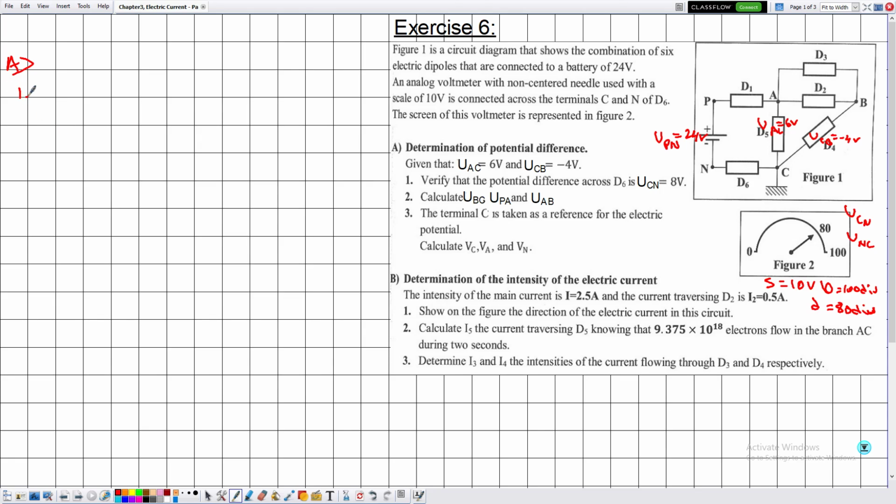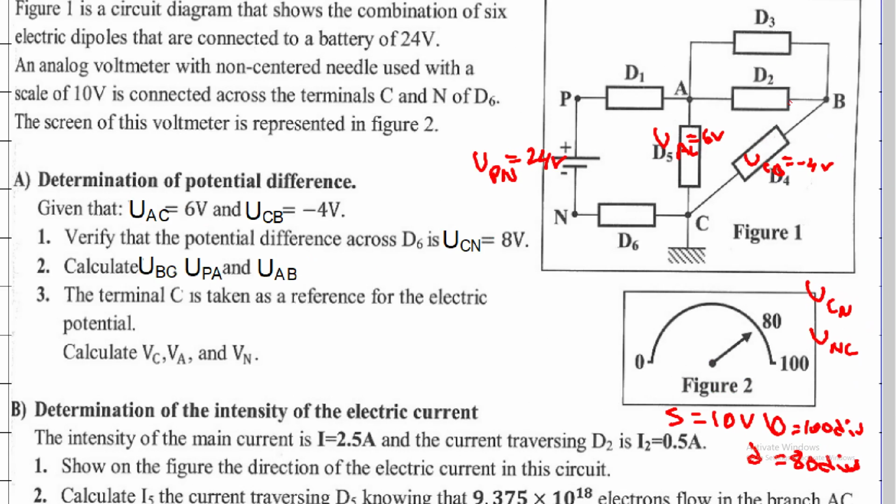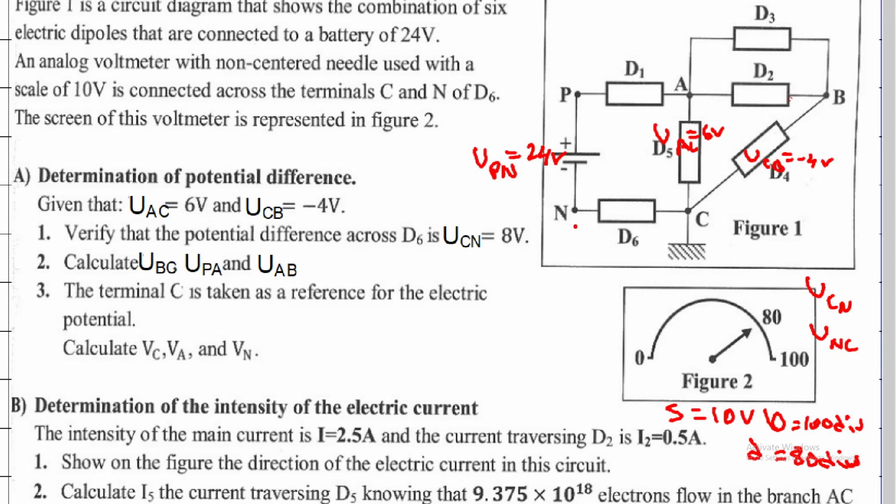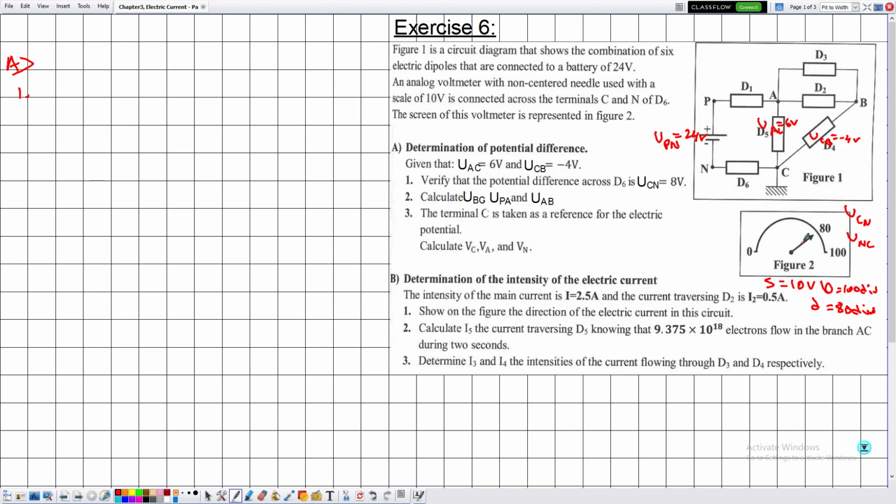Now number 1, they are telling me verify that the potential difference across D6, UCN, is equal to 8 volts. So notice that in this case we are interested in determining the voltage UCN, but we cannot use the law of addition of voltages because we have another unknown at least, which is UPA. So this system is undetermined. However, by referring to the reading of the analog voltmeter, we can determine the value of UCN.